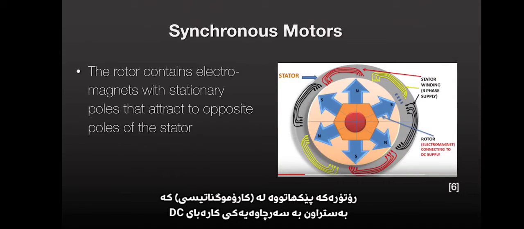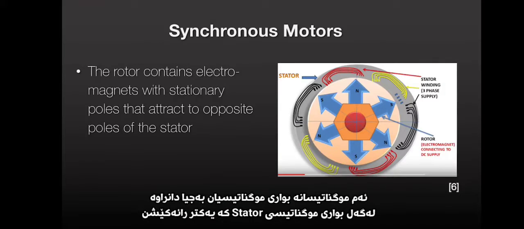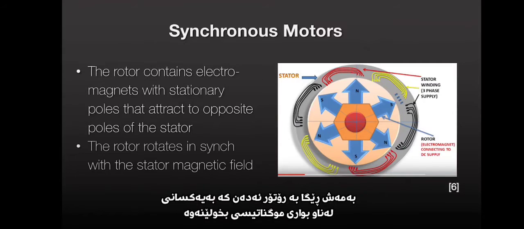The rotor contains electromagnets connected to a separate DC power supply. These magnets are stationary poles that attract to opposite poles of the stator, allowing the rotor to move in sync with the rotating stator magnetic field.